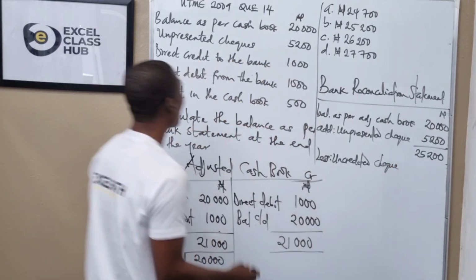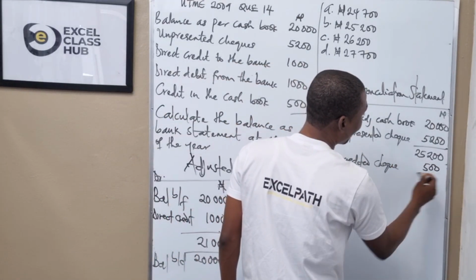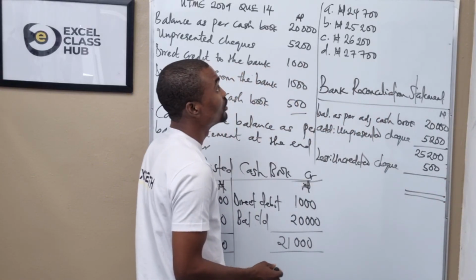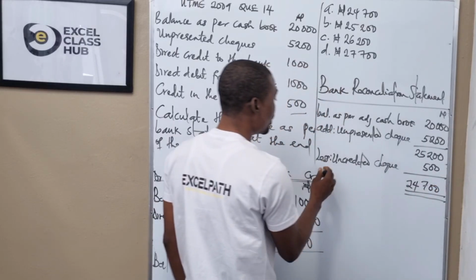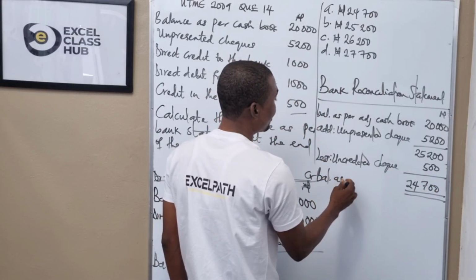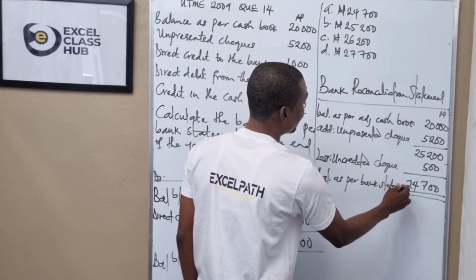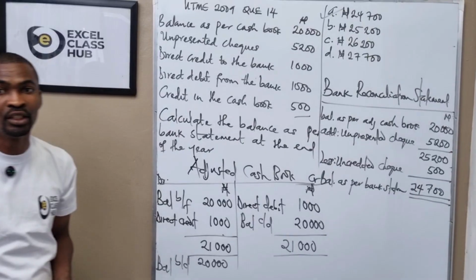Then we subtract, less uncredited check. So our uncredited check is 500 naira. So 25,200 minus 500 will give us 24,700. So this figure stands for balance as per bank statement. Okay, so the correct option is Option A.